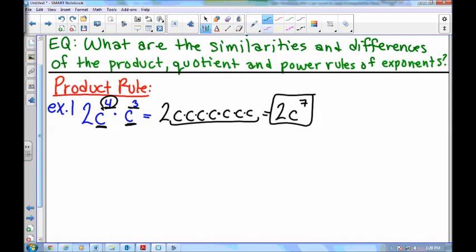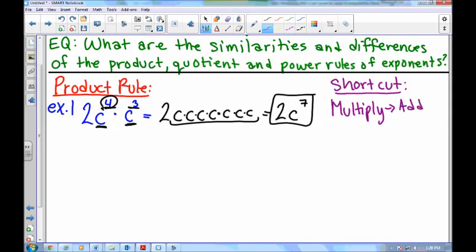So, shortcut. When we multiply terms with exponents that have a common base, we add the exponents. Multiply, add. Multiply, add. And in the next couple of days, you'll be watching a video where we use that a lot. Multiply, add. Multiply, add. So memorize that.